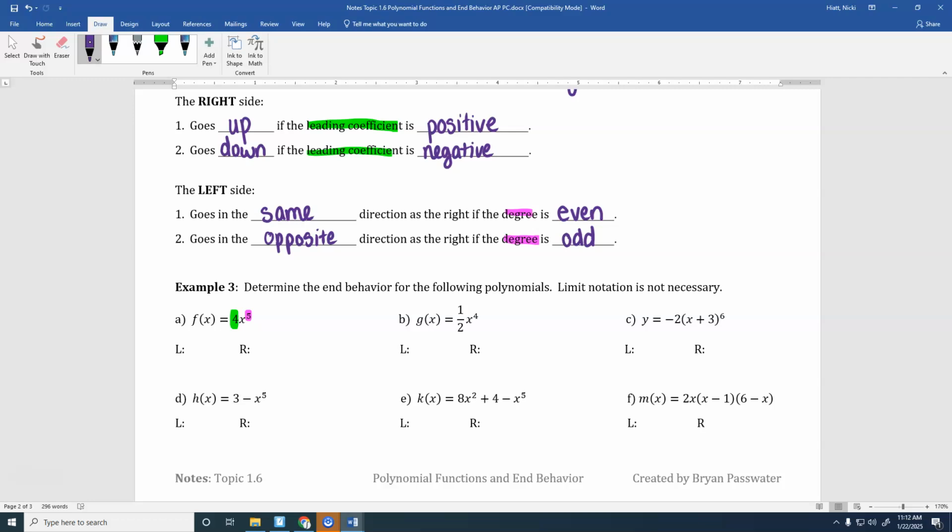For this one, my leading coefficient is positive. That tells me that the limit as x approaches positive infinity of f of x is going to equal positive infinity. Okay, so the right side goes up. If my degree is odd, then the left side will be opposite. If it's even, it'll be the same. This one is odd for my degree, so the limit as x approaches negative infinity of f of x would be the opposite, so it would be negative infinity there.